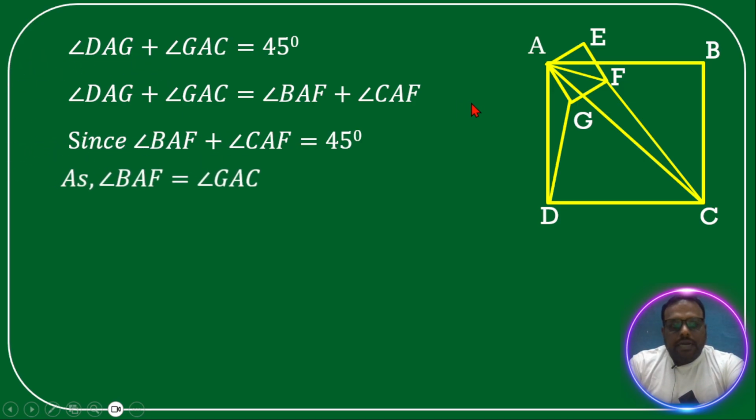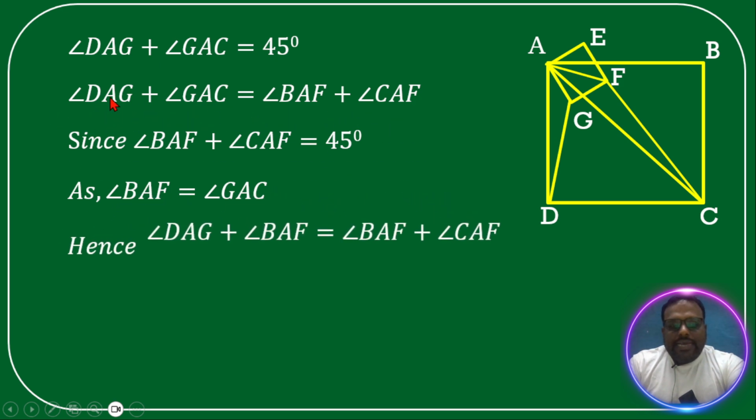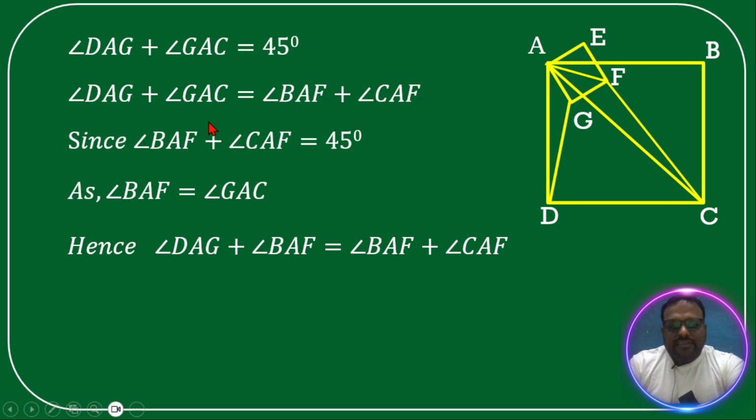Next, as BAF is equal to angle GAC according to the sixth equation, I will write here, hence angle DAG plus, in the place of this GAC, I will write BAF, is equal to the same step again, BAF plus CAF. So what I had done is, in this step, in the place of this GAC, I wrote BAF. That is the only thing I had done. So on either side BAF gets cancelled. So what am I left with right now? I am left with, therefore, DAG is equal to CAF, right? So this is what I am left with, DAG is equal to CAF.